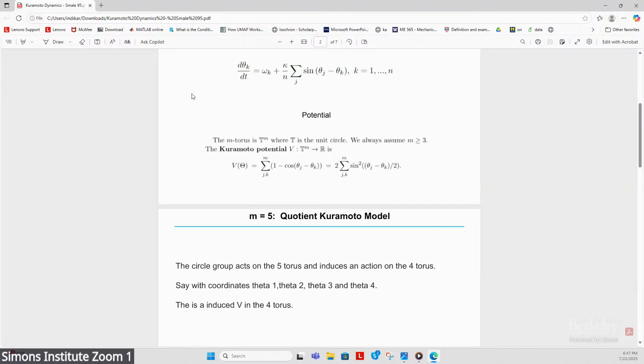So I'm going to focus on the 4-torus: n equals 5, and the quotient is the 4-torus. So it's going to be a dynamics on the 4-torus, and we want to see the structure of this dynamics. At least in my view, that means finding a description of all the solutions and how they fit together, all the solution curves.